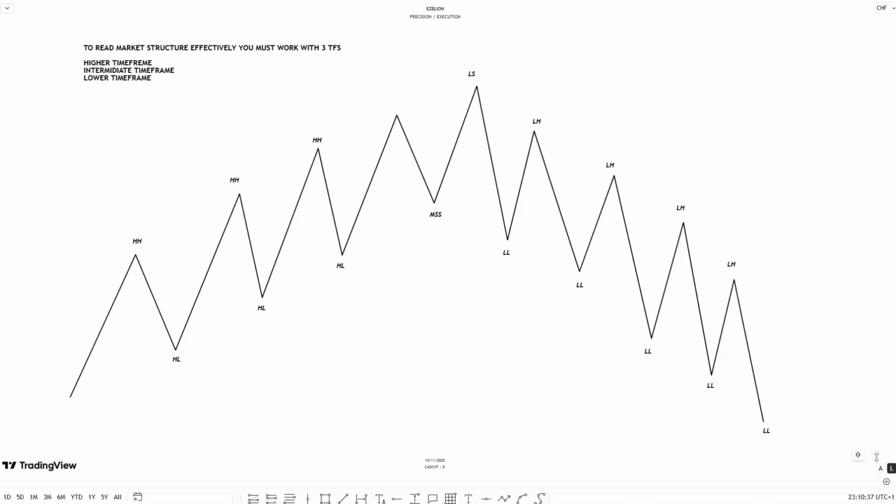Now, for you to read market structure effectively, you must work with at least three time frames. One, your higher time frame. Two, your intermediate time frame. Three, your lower time frame.